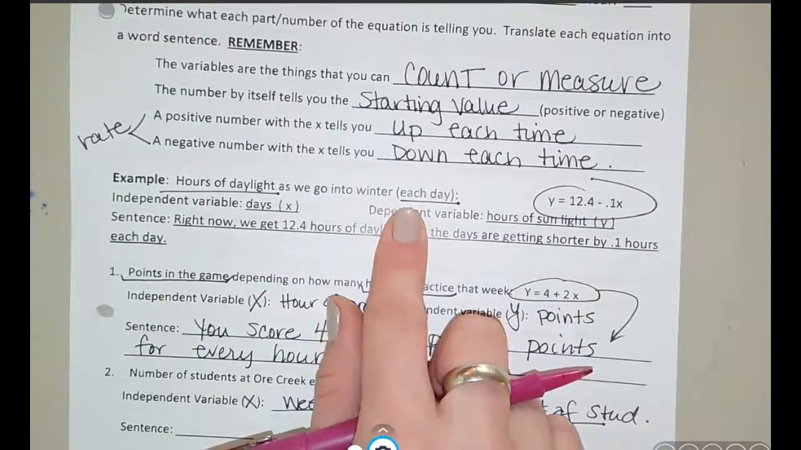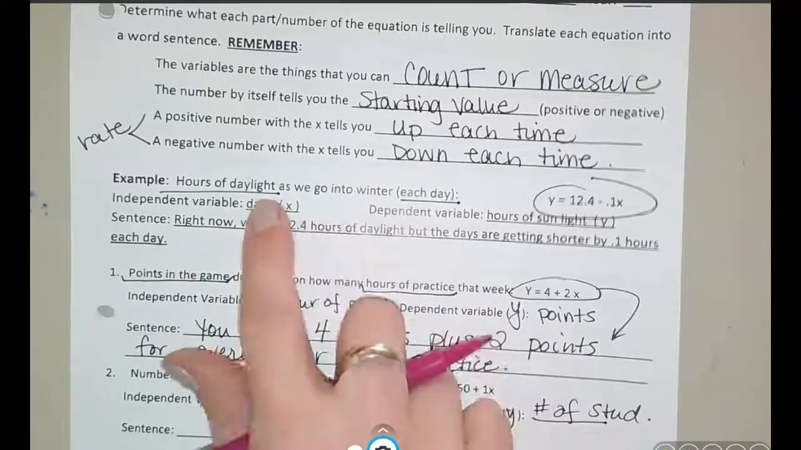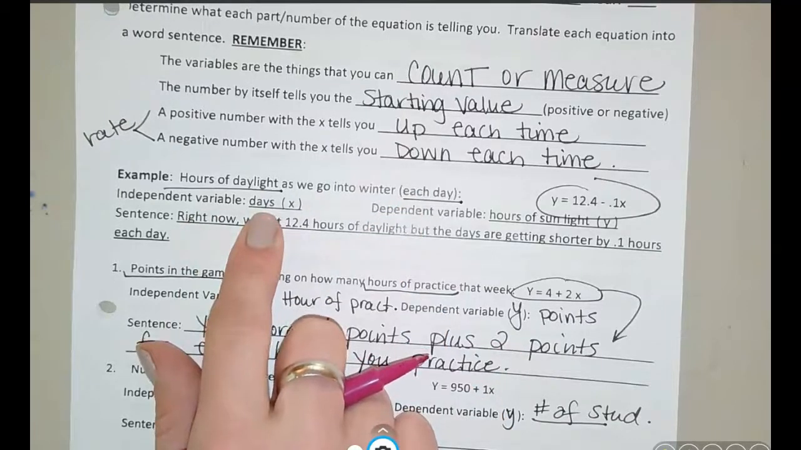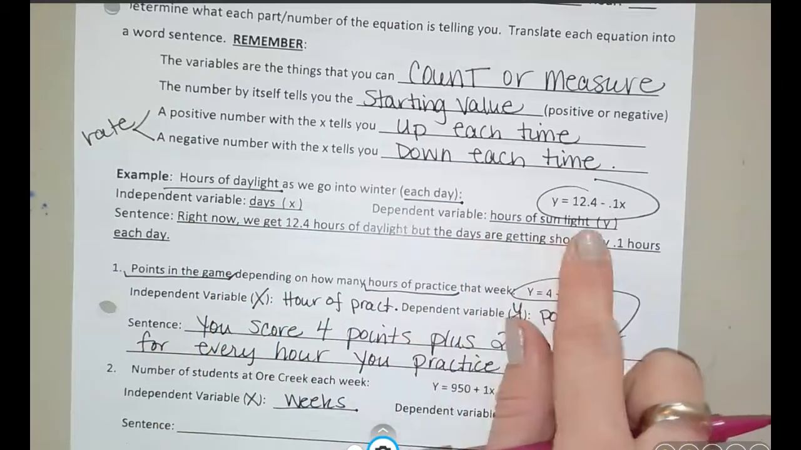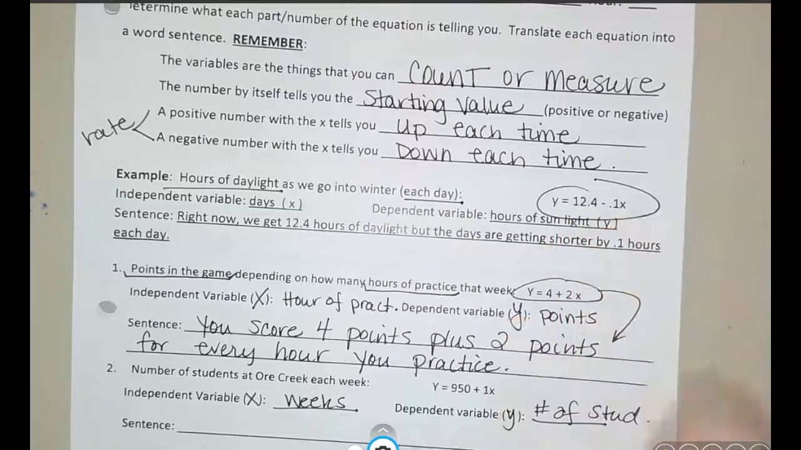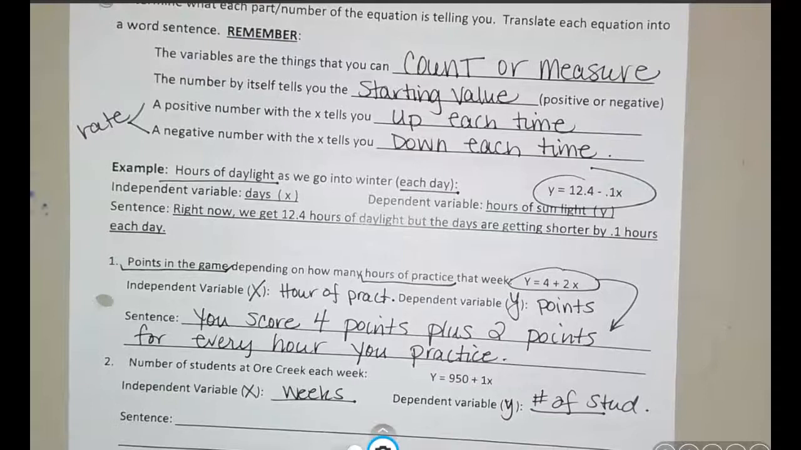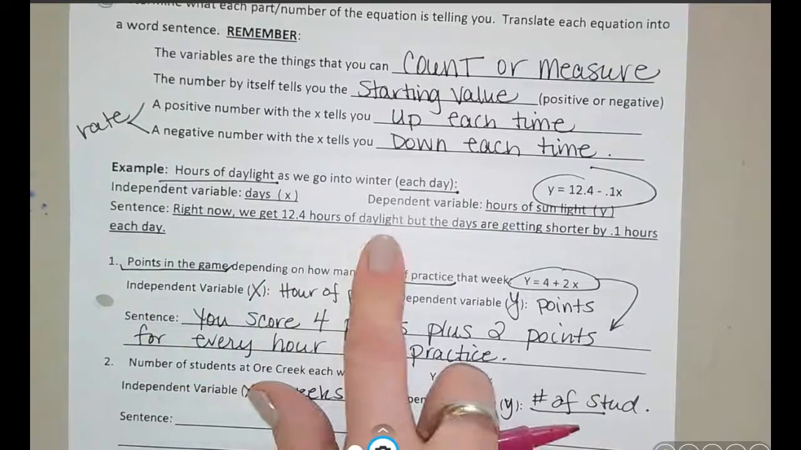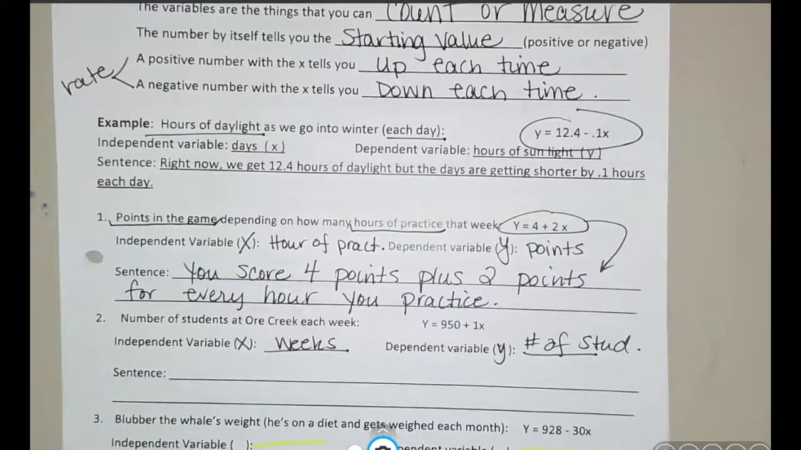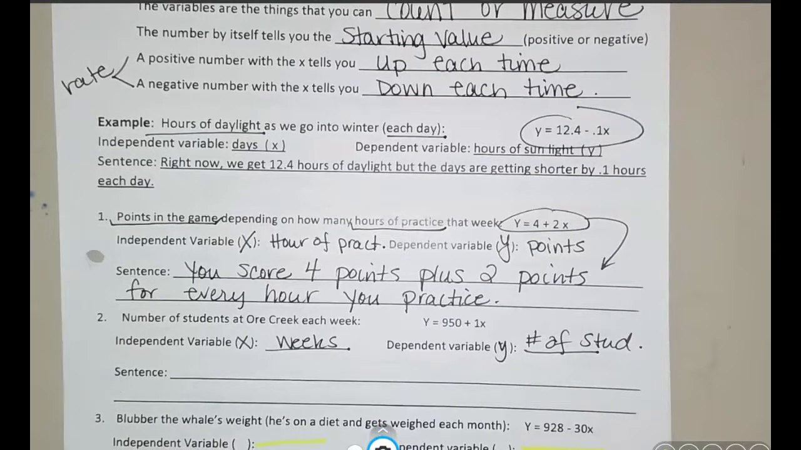Hours of daylight each day. Determine what are the 2 things you're counting or measuring. So here we figured out we're looking at how many days into winter. The result or the outcome is going to be how long the days are. And this equation says y equals 12.4 minus 0.1x. So I just need to turn that into a normal sentence. Right now we get 12.4 hours of daylight, but the days are getting shorter by 0.1 hours each day. Okay? So I've done another one here for you, and you can check with the key, but we did up through page 6 on day 1 with this packet.